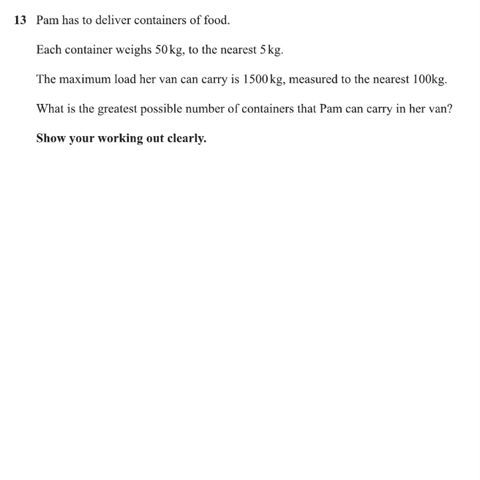So the first thing that you would notice there is it's upper and lower bounds. Anytime you see "nearest 5 kilograms," "nearest 100 kilograms," or nearest to something, it's usually upper and lower bounds.